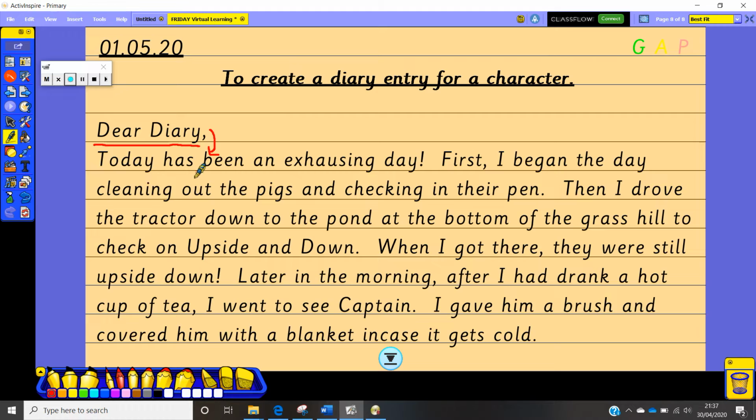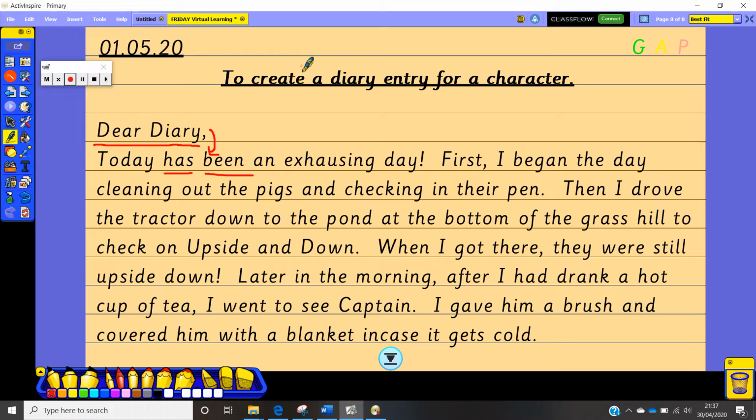Okay, we have written it in the past tense. Has been means that it's already happened. Okay, so make sure you are using past tense language to show that everything in your diary from today has already happened.